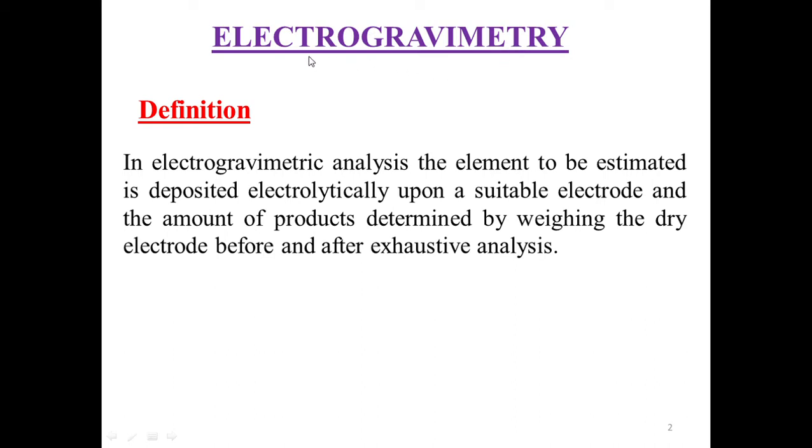Electro means electrolysis, that is the passage of an electric current through an electrolyte by the migration of positively charged ions towards the negative electrode and negatively charged ions towards the positive electrode. That is called electrolysis. Then what is the definition of electrogravimetry? The element to be estimated is deposited electrolytically upon a suitable electrode, and the amount of product determined by weighing the dry electrode before and after exhaustive analysis is called electrogravimetry.